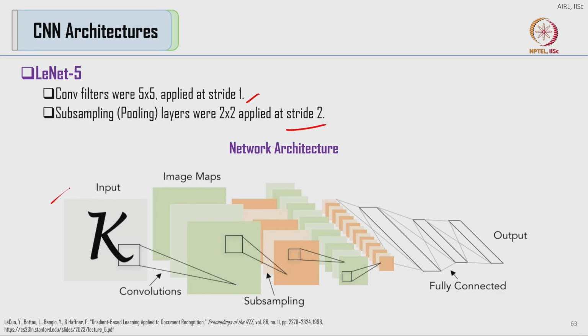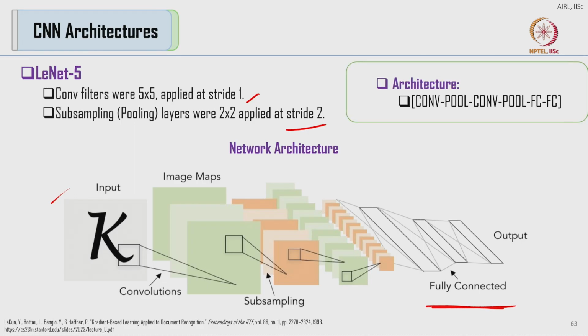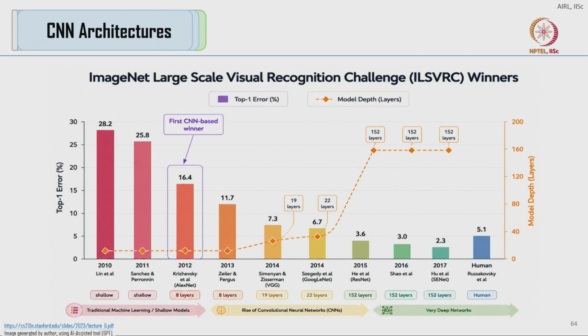So we have an input, which is passed through convolution layers, pooling layers, and essentially a fully connected layer. We can also express the architecture in this fashion: convolution followed by pooling, then convolution followed by pooling, and finally the fully connected layers. Now this is a very simple LeNet architecture. However, it was one of the first architectures to be established, and a lot of members in the community started with this architecture and then built sophisticated versions from it.